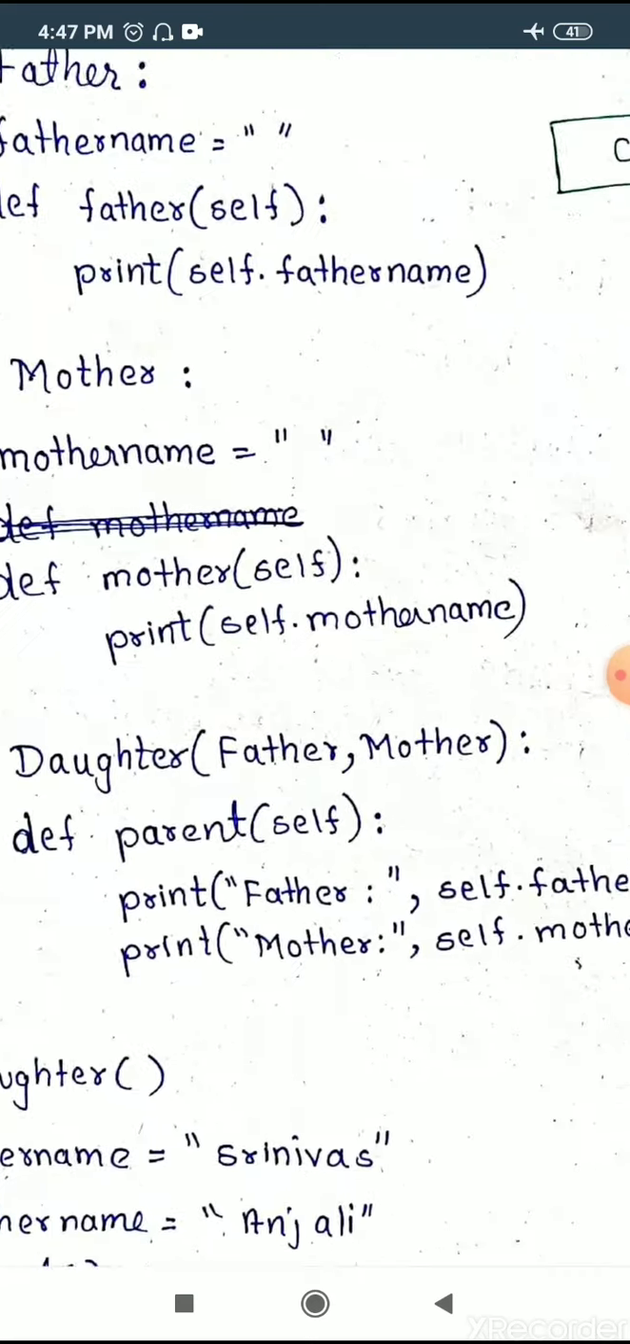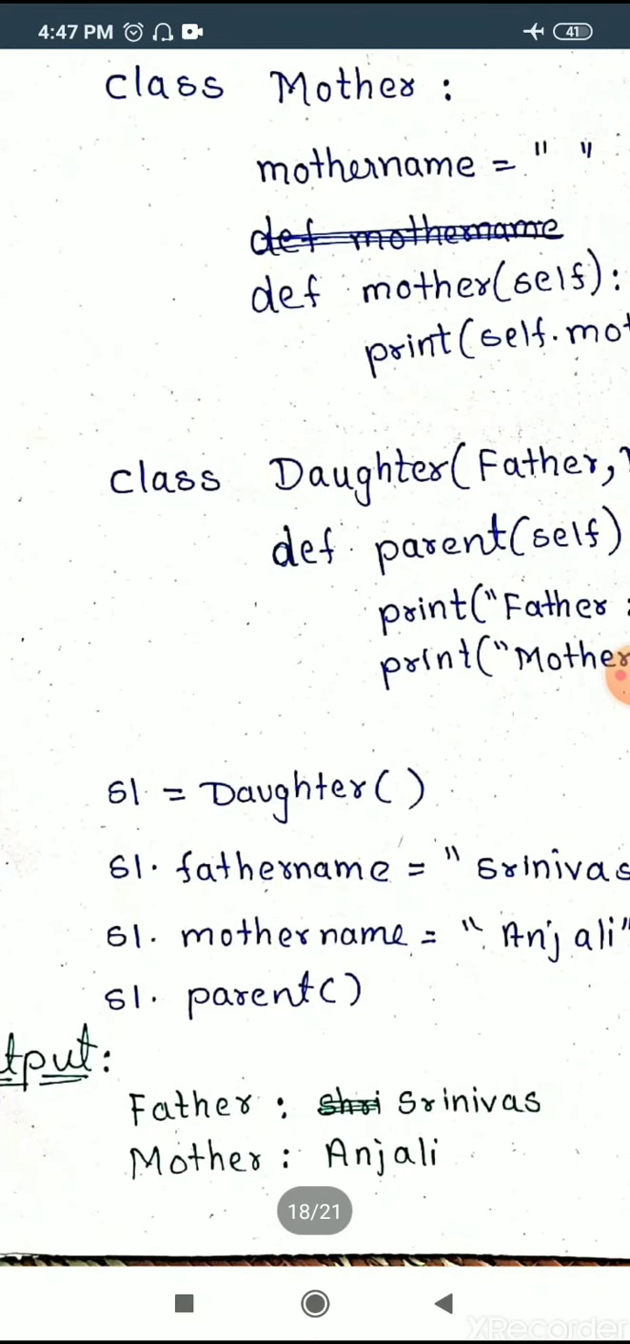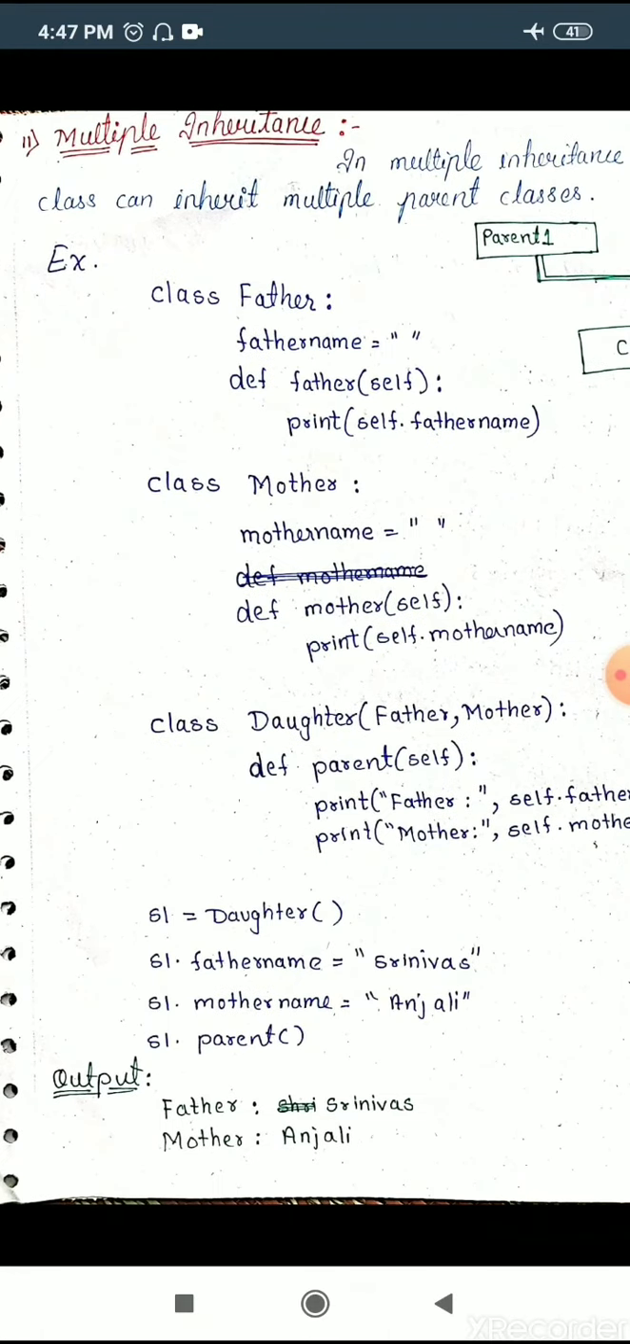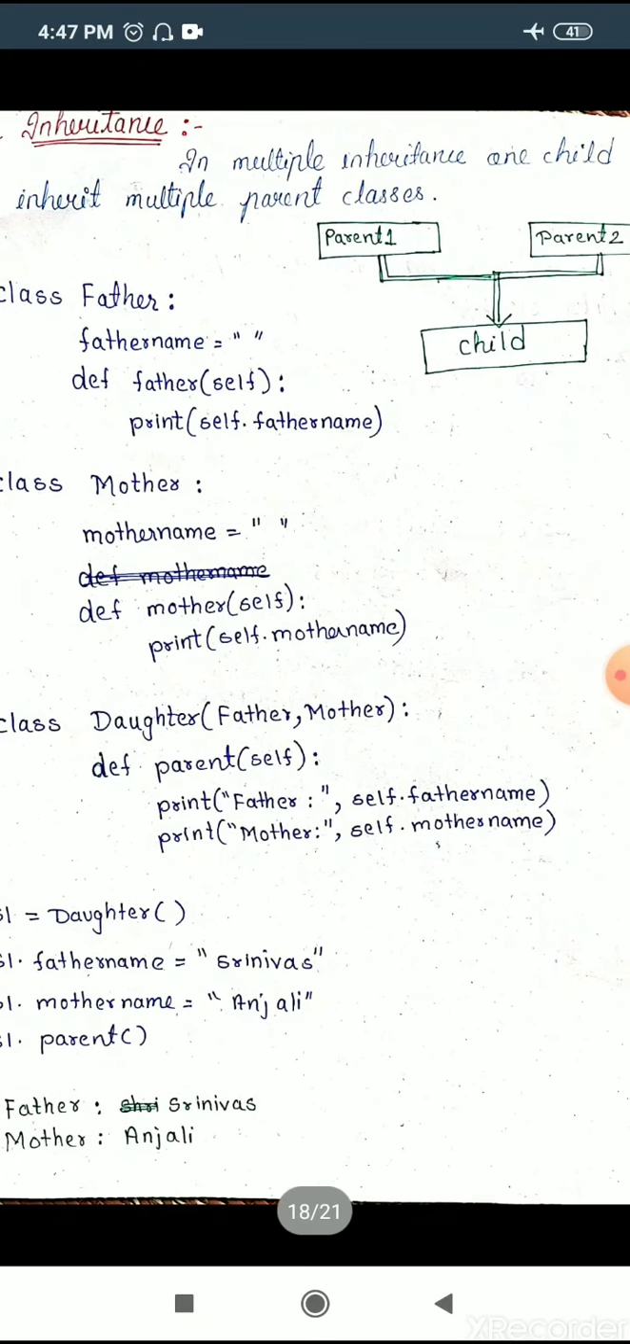As you can see over here, I have created a child class object, that is S1 is equal to daughter, and there I have assigned S1 dot father name as Srinivas and S1 dot mother name as Anjali. When I call the method of the child class, that is parent, these two values will be assigned to the data members of the parent classes, and I will be able to print those names. So when I call S1 dot parent, it is going to print the name of the father and mother.